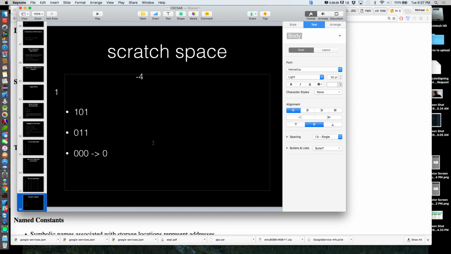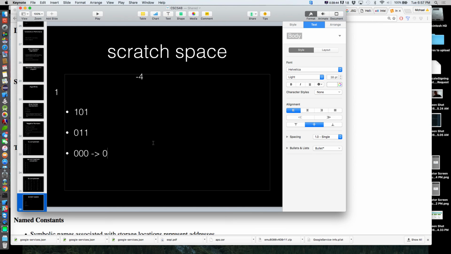2's complement is a flipping of the bits, right? What does it mean to flip the bits? Okay, you got it. What did you say?